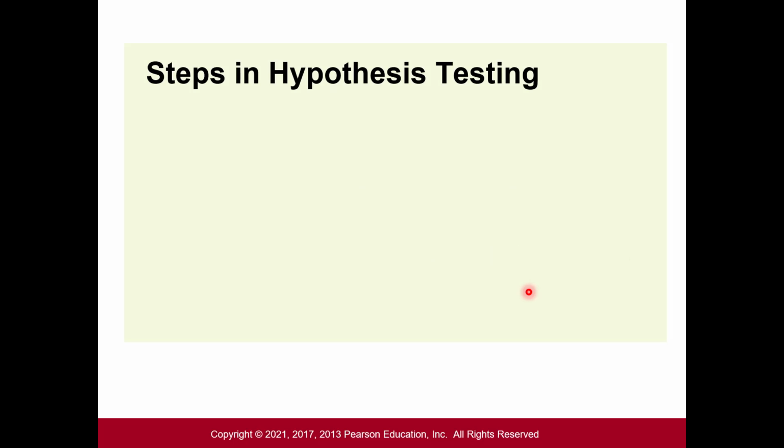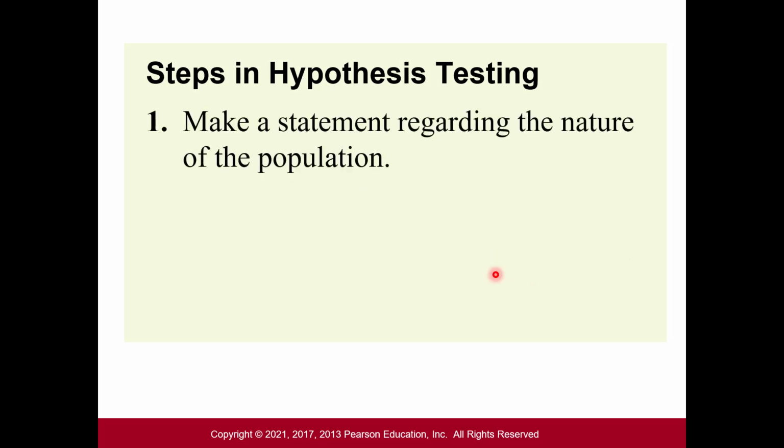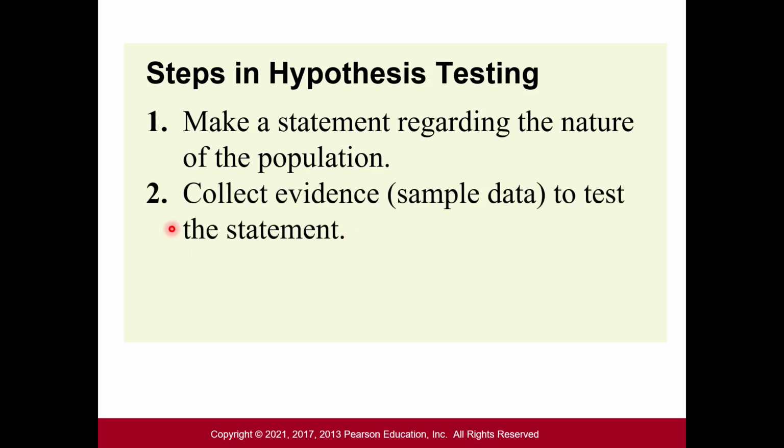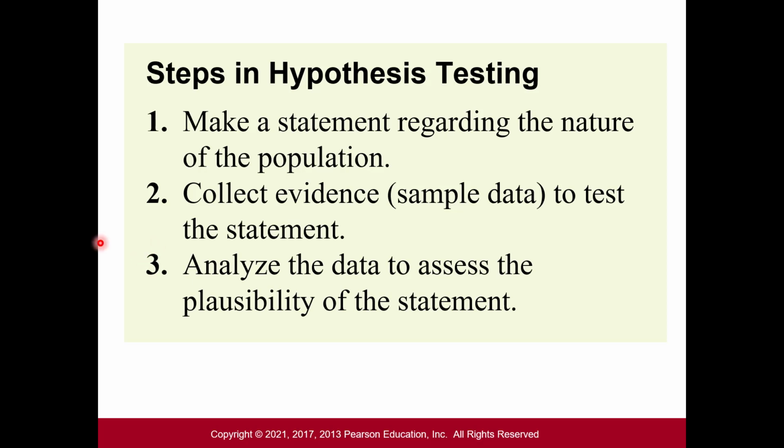Okay, so here are our steps in hypothesis testing. Number 1, make a statement regarding the nature of the population. That's going to be your hypothesis. Then number 2 would be to collect evidence, which is going to be your sample data, so that you can test your statement. And then number 3, analyze the data to assess the plausibility or likelihood of the statement.